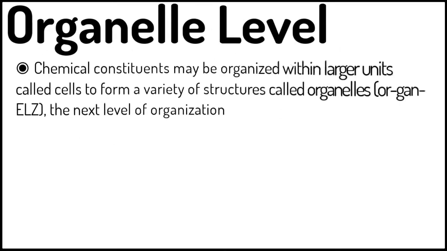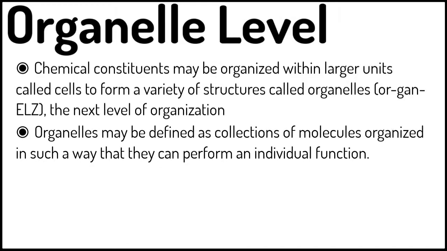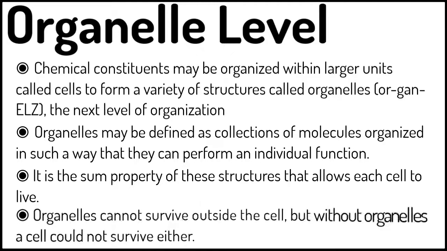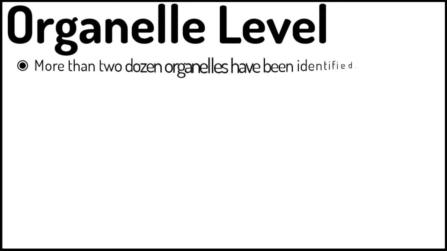Now let's head to the organelle level. Chemical constituents may be organized within larger units called cells to form a variety of structures called organelles. Organelles may be defined as collections of molecules organized in such a way that they can perform an individual function. It is the sum property of these structures that allows the cell to live. Organelles cannot survive outside the cell, but without organelles, a cell could not survive either. More than 24 organelles have been identified.